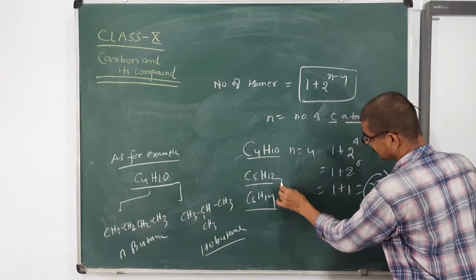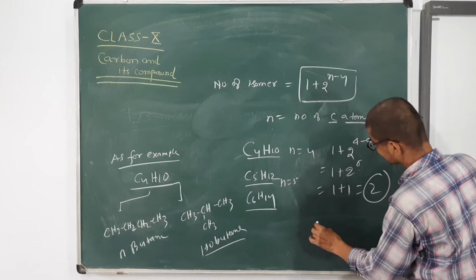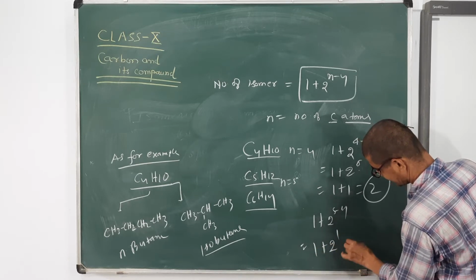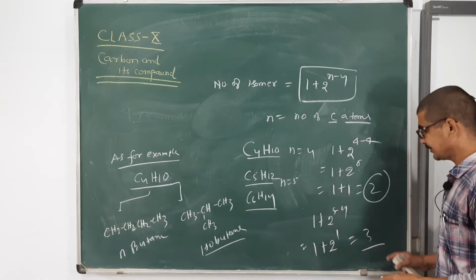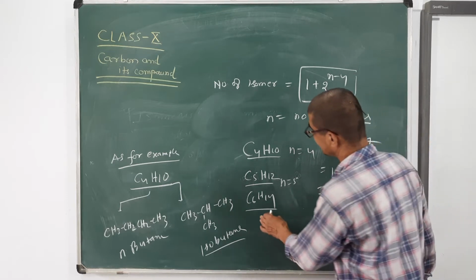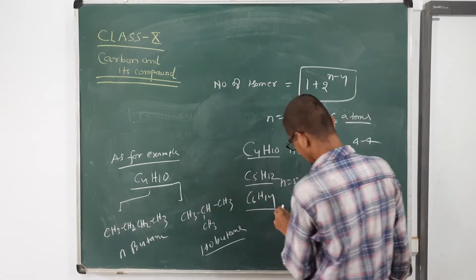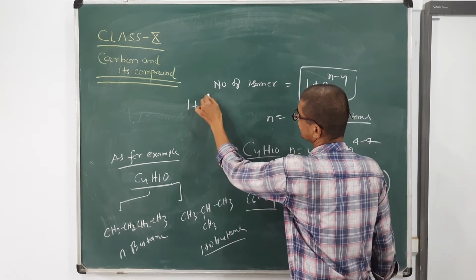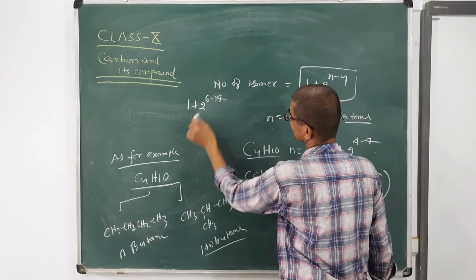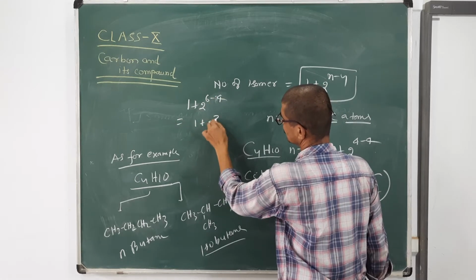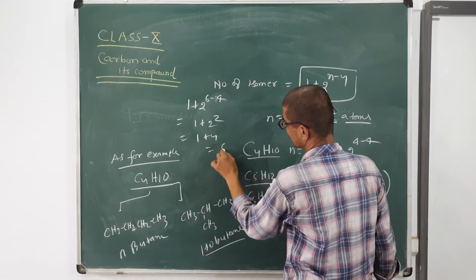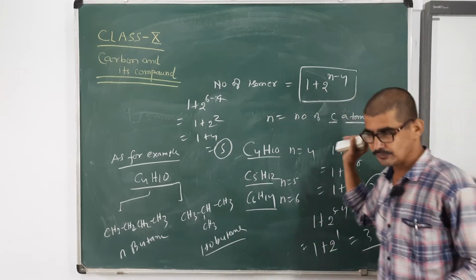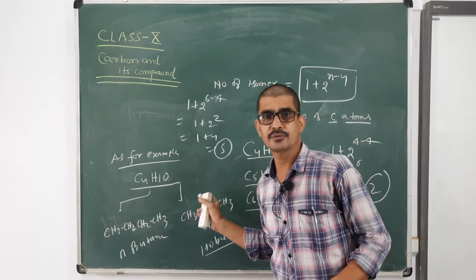Now similarly in case of pentane, n equals 5. So 1 plus 2 to the power (5 minus 4), 1 plus 2 to the power 1 equals 3. 3 isomers are possible from pentane. And for hexane, n equals 6. So 1 plus 2 to the power (6 minus 4), it means 1 plus 2 to the power 2, 1 plus 4 equals 5. 5 isomers are possible from hexane. So this is a shortcut method for calculating the number of isomers in saturated hydrocarbons.